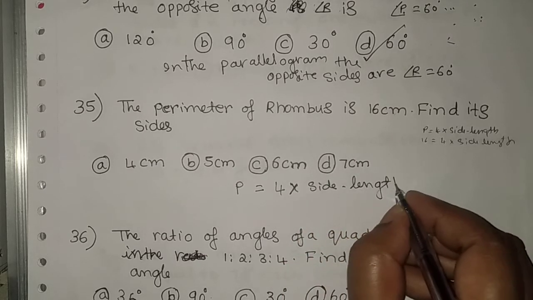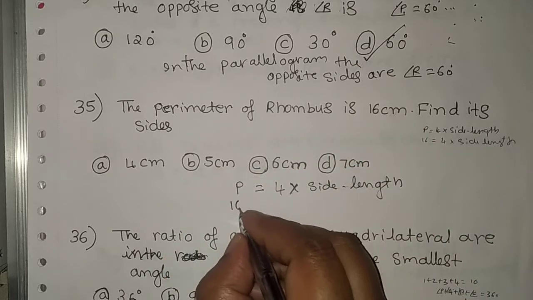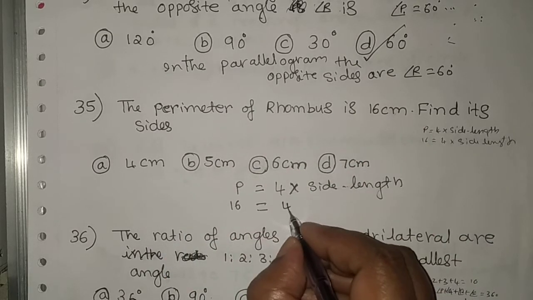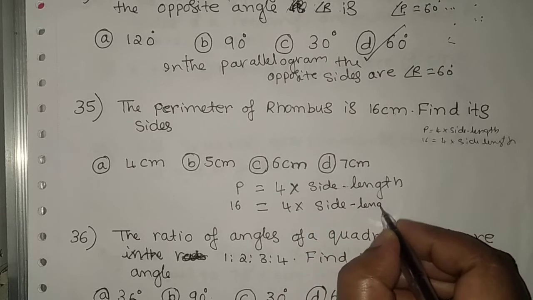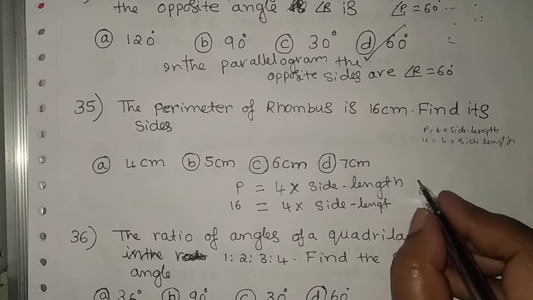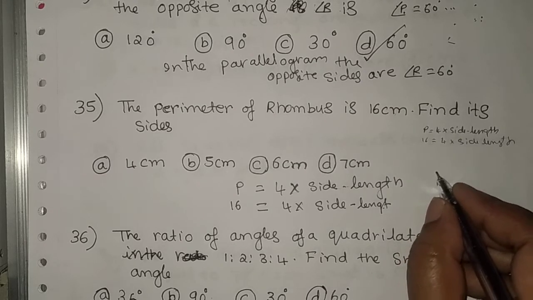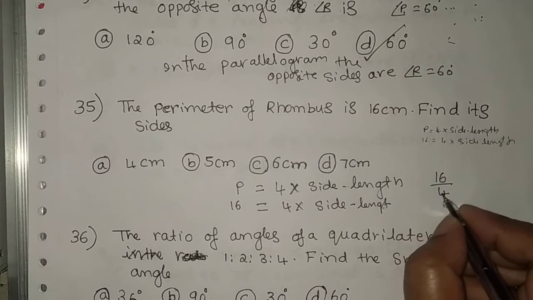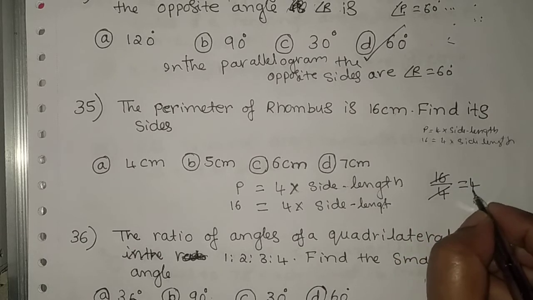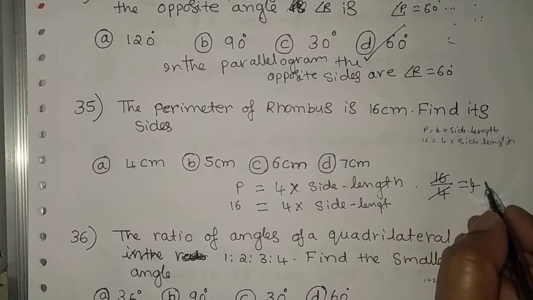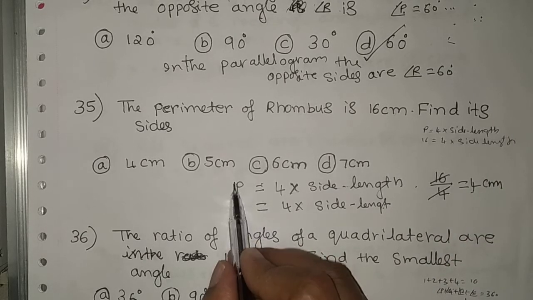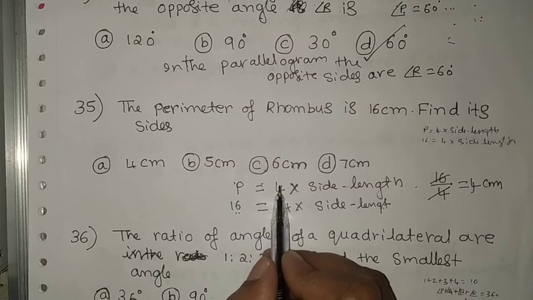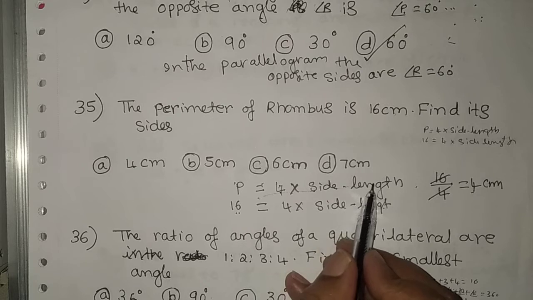So the side length: the perimeter given is 16 centimeters, which is equal to 4 into the side length. So now what happens? 16 divided by 4 is 4. So this is how we have to calculate. We get 4 centimeters. So this is the formula. We have the perimeter. Substitute for the perimeter. This will be 4, that is the given formula, into side length.